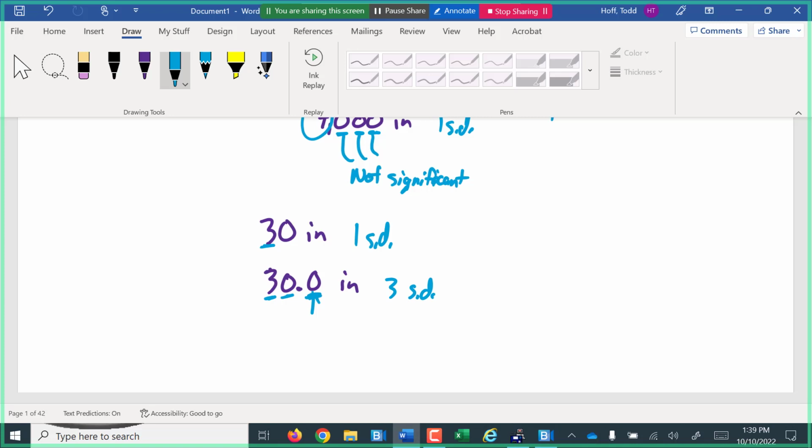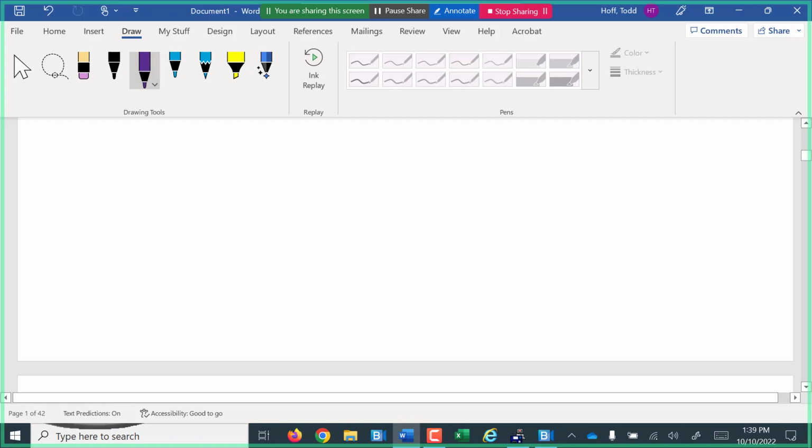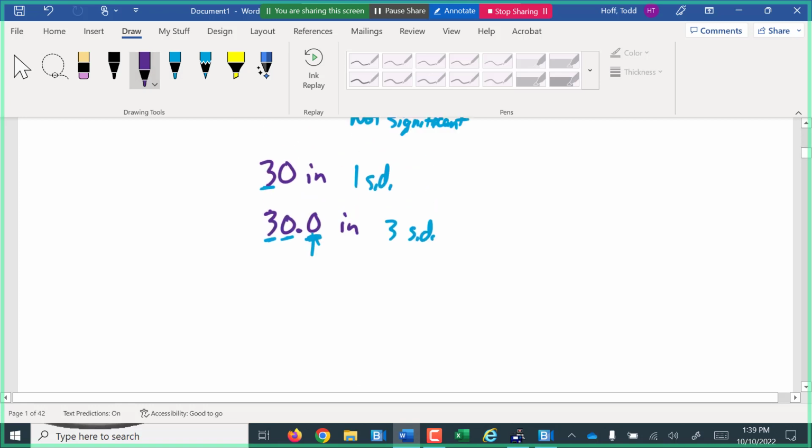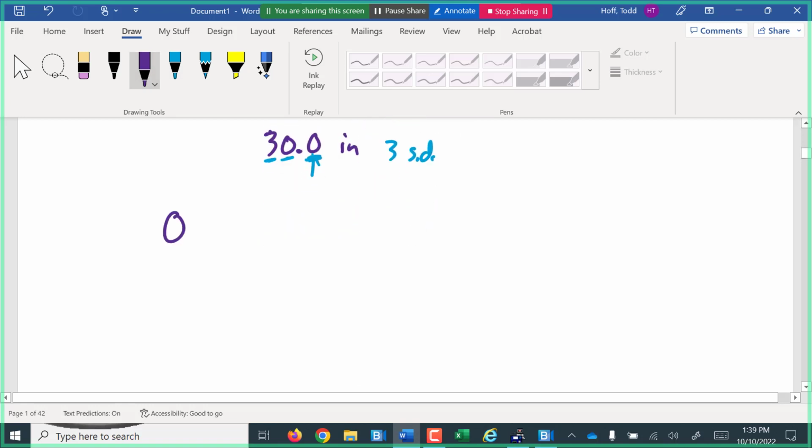So what significant digits really are discussing is digits that are part of the measurement and not just part of the mathematics, or not just part of the placeholders. So the biggest, only confusion really is whether a 0 is significant or not. So we might have a problem like this.